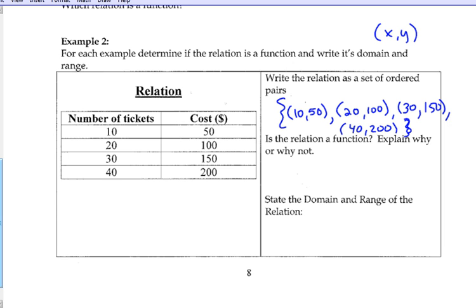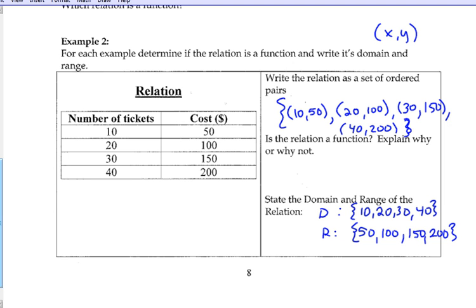So the last question is: state the domain and range. Okay, so what would my domain be? It's a special set. Yeah, Alex. The 10, comma, 20, comma, 30, comma, 40. We wrap that in its own set brackets. Okay, what is the range, James? 100, 150, and 200.